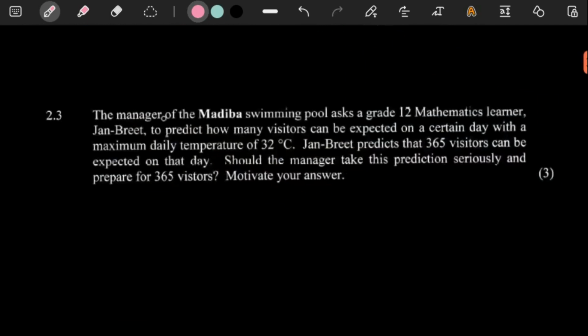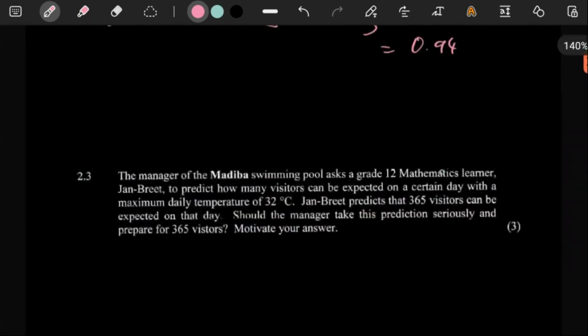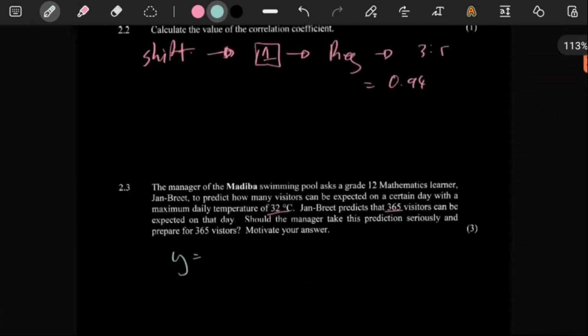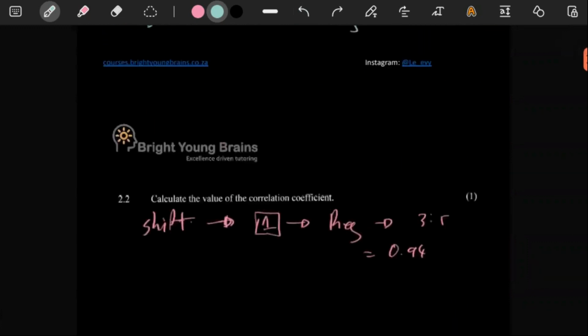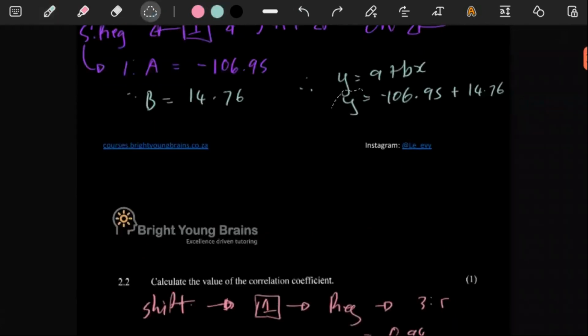A manager of the Madiba swimming pool asks a grade 12 learner, Jan Briat, to predict how many visitors can be expected on a certain day with a maximum daily temperature of 32. Jan Briat predicts that 365 visitors can be expected on that day. Should the manager take this prediction seriously and prepare for 365 visitors? Motivate your answer. The easiest way to motivate your answer is to use a formula. Your least squares regression line equation is literally there to help you predict these things.